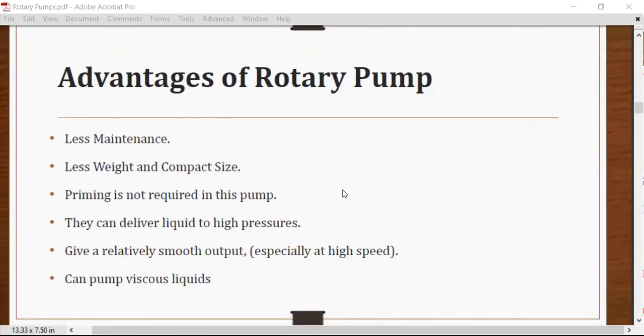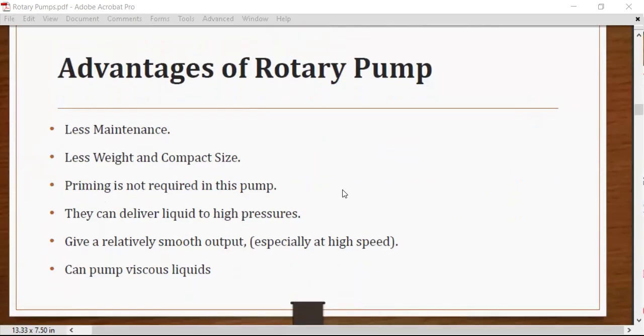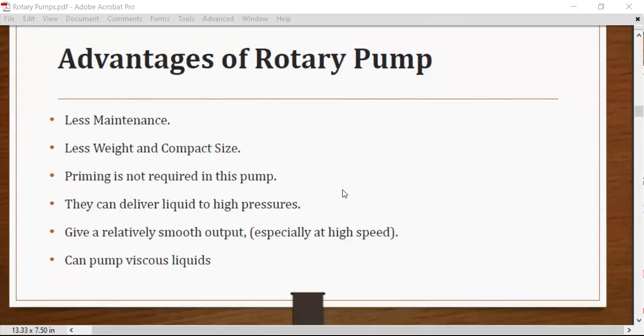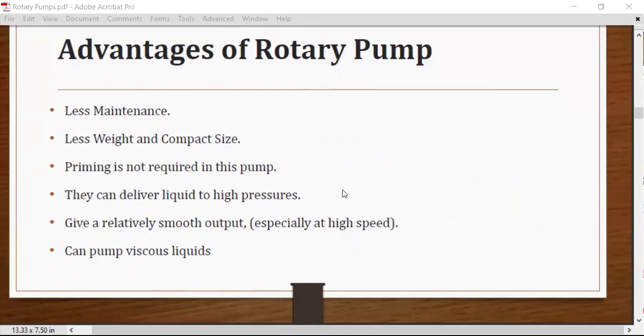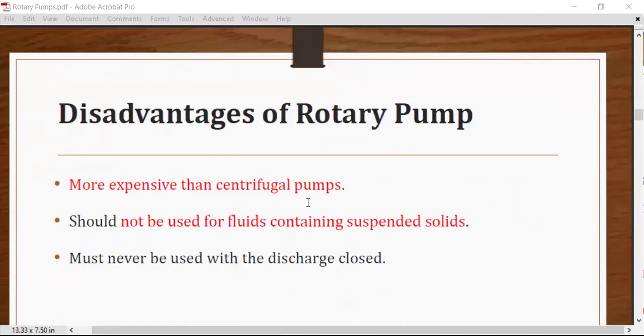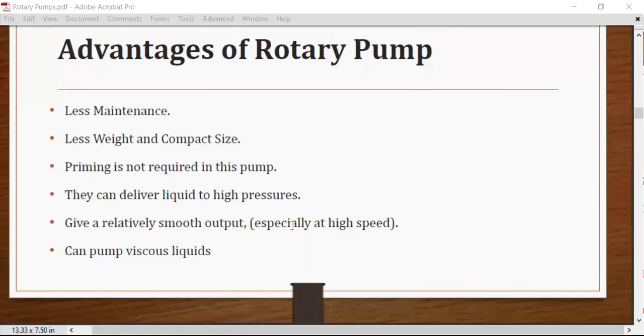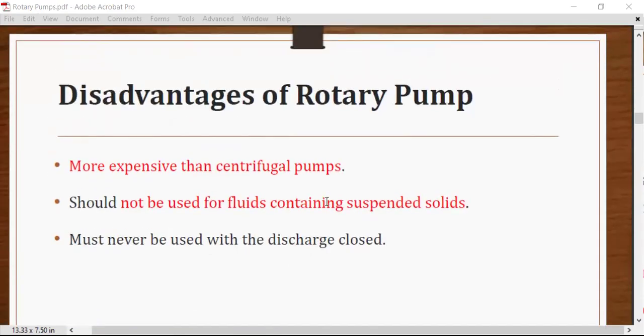The advantages of rotary pumps include less maintenance, less weight, compact size, not requiring priming when they are started, delivering high pressure liquids, relatively smooth outputs, especially at high speeds, and pumping viscous liquids. But these pumps have certain limitations also, which are that they are more expensive. They cannot be used for fluids containing suspended solids and should not be used with the discharge closed.